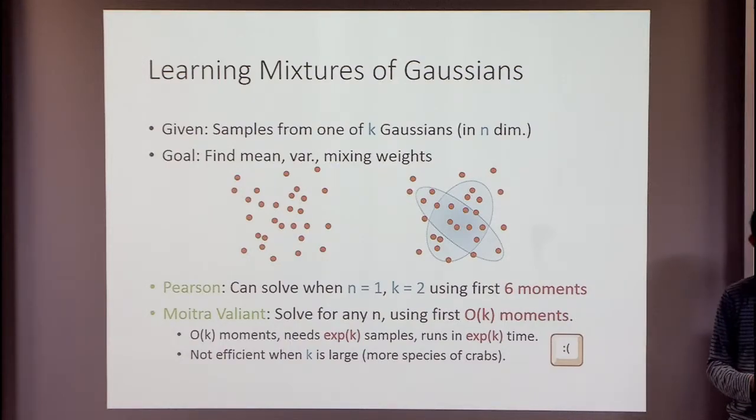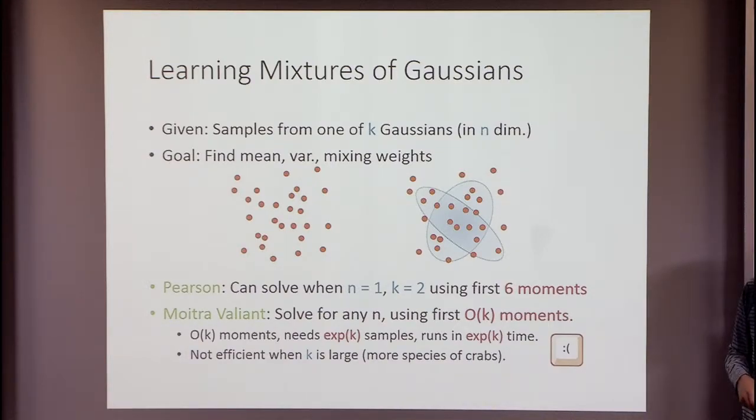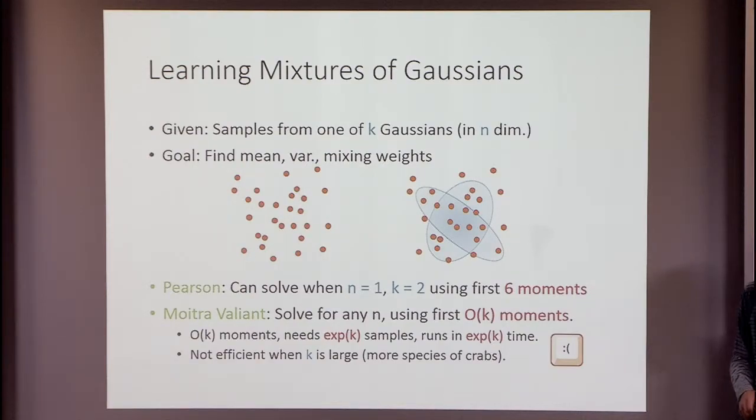This is very nice, but there's a problem here. It uses order k moments, but we are not given these moments directly. We are given samples, so we need to estimate the moments from the samples. It turns out that in order to estimate all these moments accurately enough for the algorithm, the number of samples we need will be exponential in the number of Gaussian components. Their algorithm also runs in time that's exponential in this parameter. So this is not very good if the number of Gaussian components is too large.